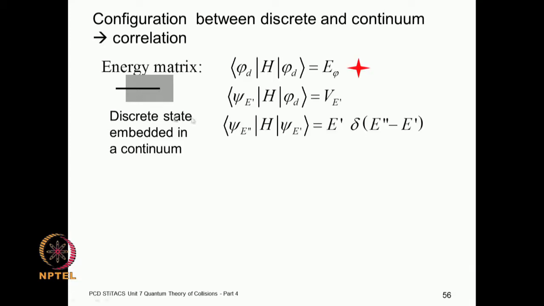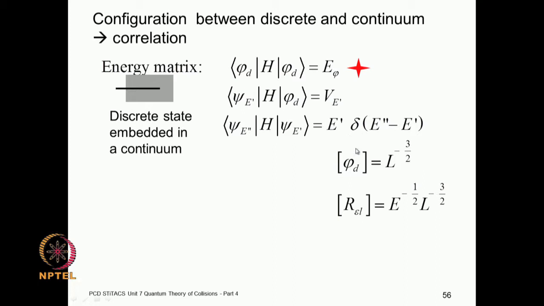So now you have this continuum, and the discrete state is embedded in this continuum. So this is now your energy matrix. You've got the energy contribution when both the electrons are in the discrete state, that is phi d, which is what we indicated earlier. When you have one in the discrete and the other in the continuum, then you have V e, and here this is just the matrix element of the Hamiltonian in the continuum states. So this will have a delta function popping up, because both of these energies are in the continuum. So this is now the framework of the energy matrix.